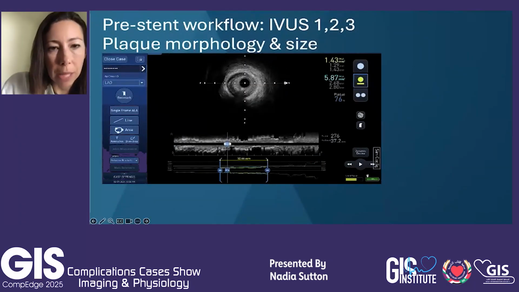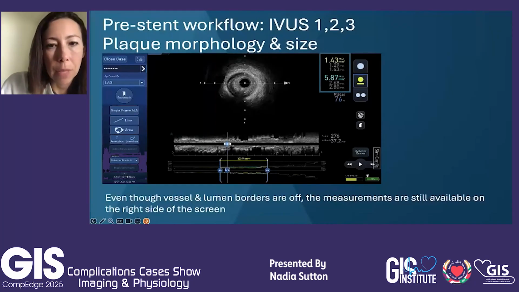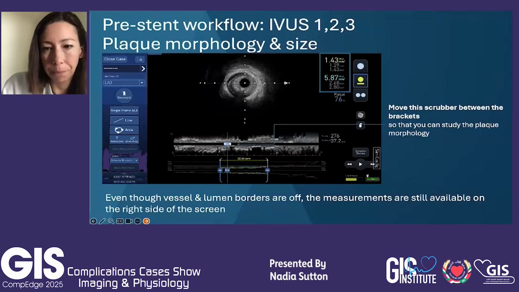And then as far as the plaque morphology here, in this particular example, this is not a very calcified lesion at the minimal area, so potentially indicating to you that you may not need any particular calcium modification tools. And so, yeah, on the right-hand side, it still gives you the ongoing lumen area and vessel area.